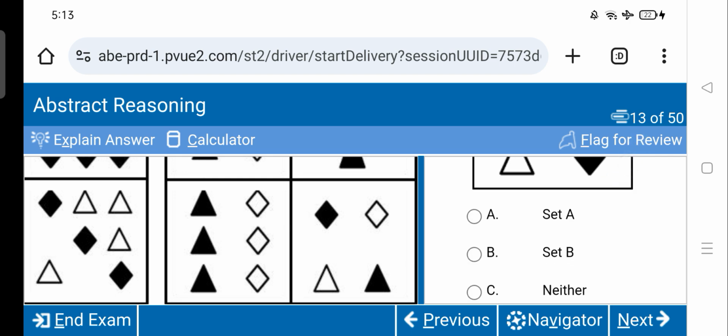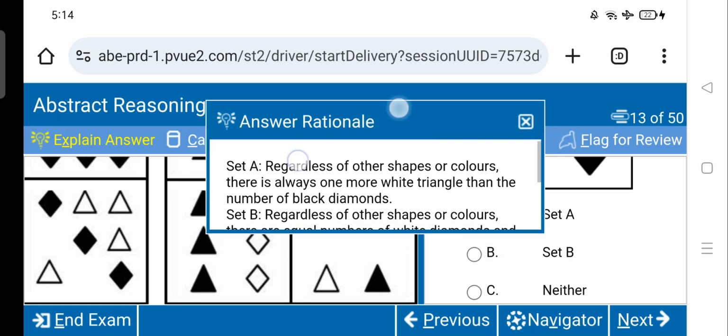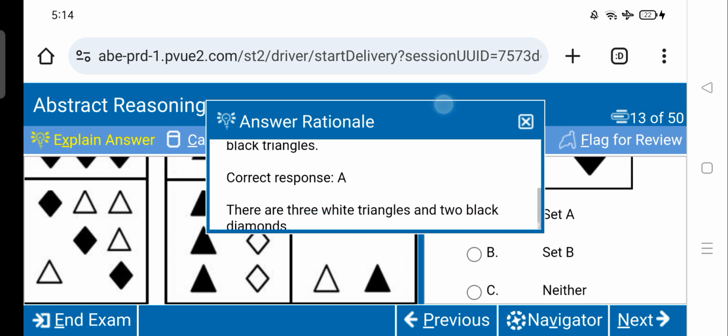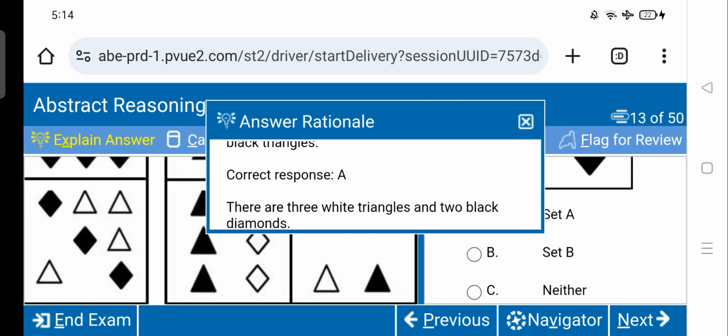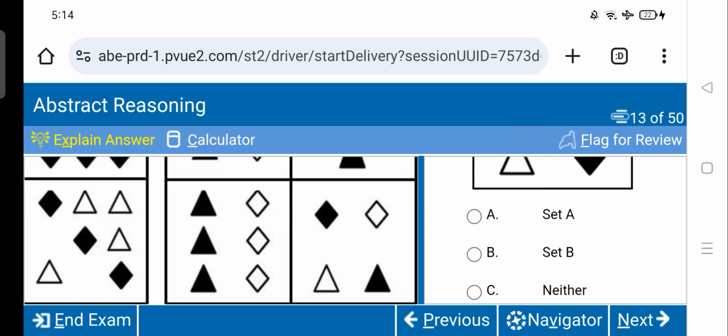Option A is set A, option B is set B, and option C is neither. So the rules are the same as in the last question, and the correct response we have is option A, that there are 3 white triangles and 2 black diamonds. So that's how we say option A is the correct option, that is set A.